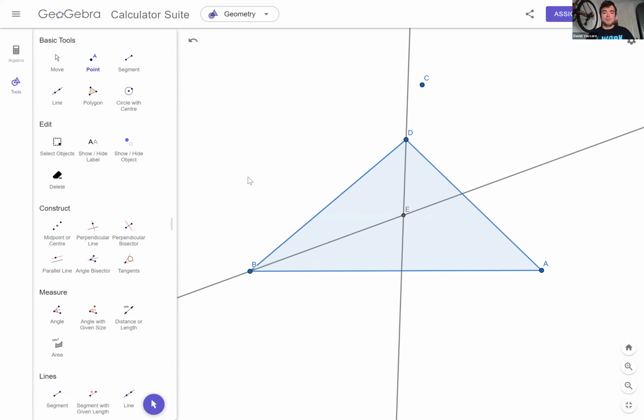Does anybody want to make a guess, an intelligent guess, of what they think might happen when I draw the third angle bisector?